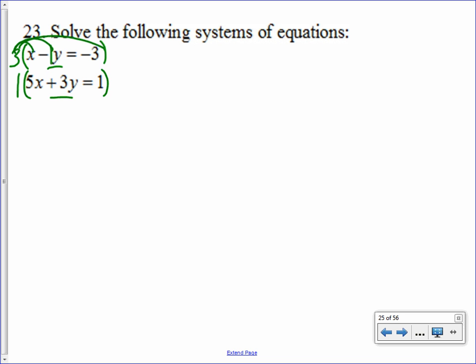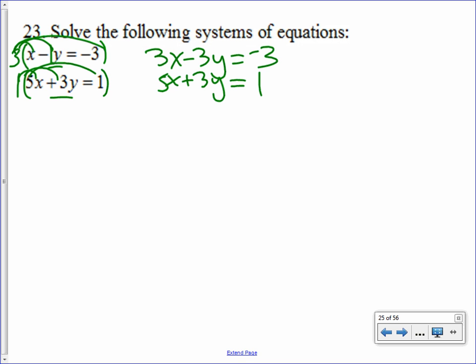I distribute, I get 3x minus 3y equals negative 3. And I get 5x plus 3y equals 1. Now that I have that, I add them together.